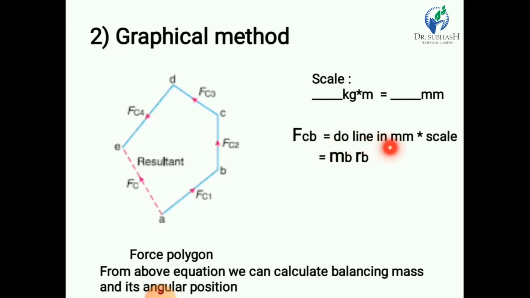So measure the EO line in mm and multiply with the scale. So we obtain some value equal to MB RB. Now if we specify RB, then we can calculate MB. So we obtain the balancing mass MB. And similarly, from the horizontal line at E, we can obtain theta B. So my dear friends, this is the graphical method. I hope you understand both methods, the analytical method and the graphical method.